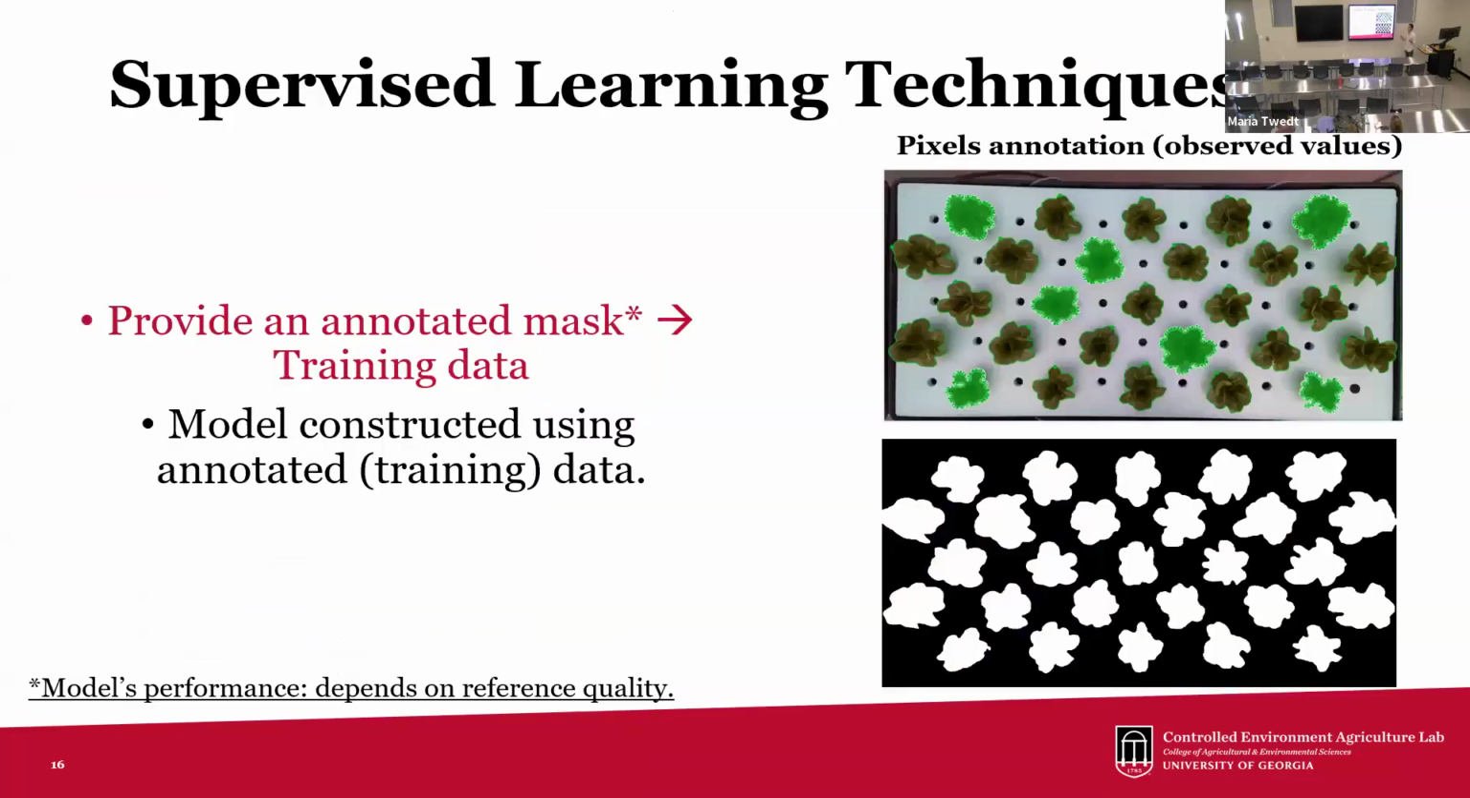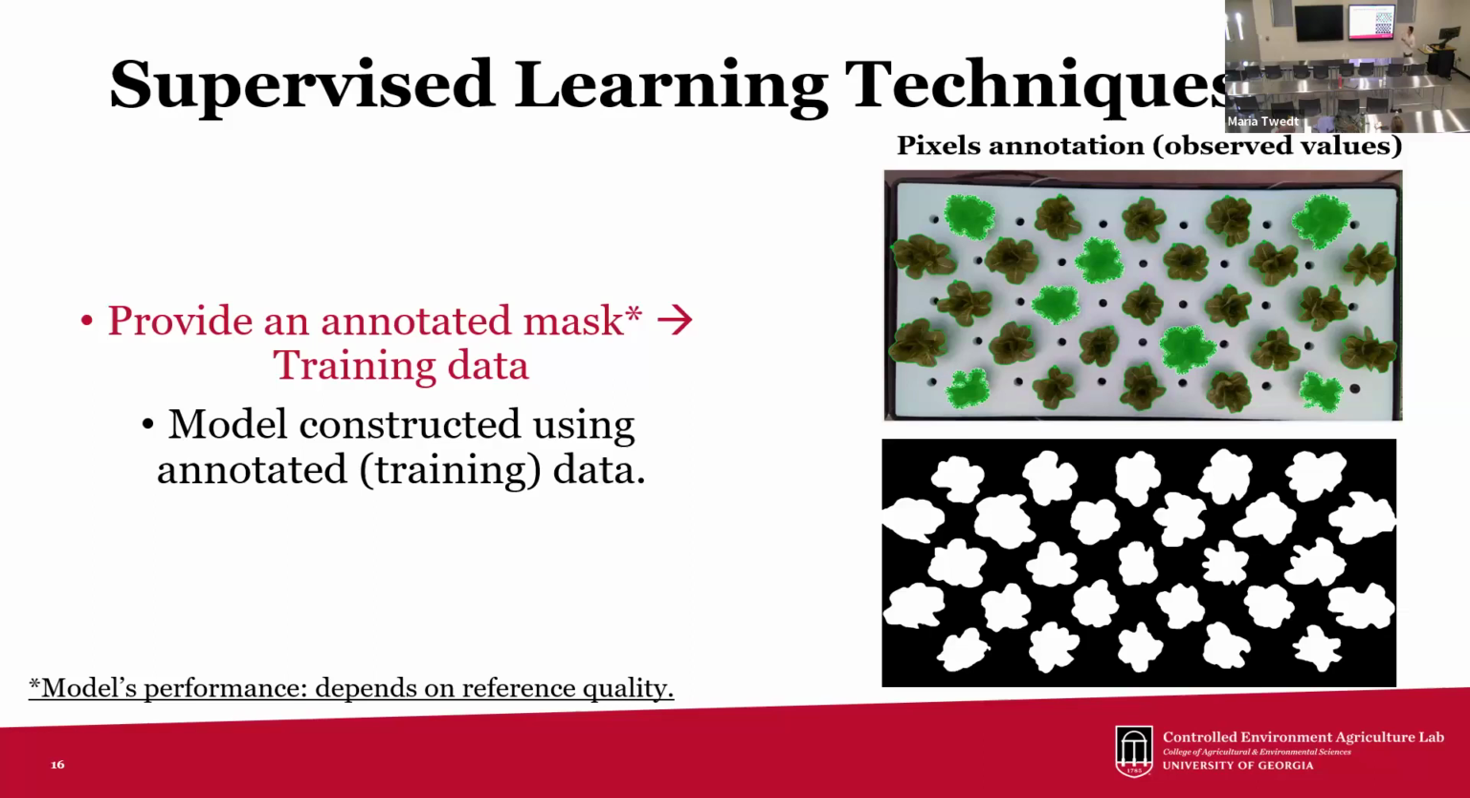Now, a supervised learning technique implies giving a model what you observe or what you are sure is a plant object or a plant pixel. So let's remember that term, the pixel annotation. That's basically drawing what within your image is a plant. And that could be actually handcrafted, it takes a lot of work doing that.